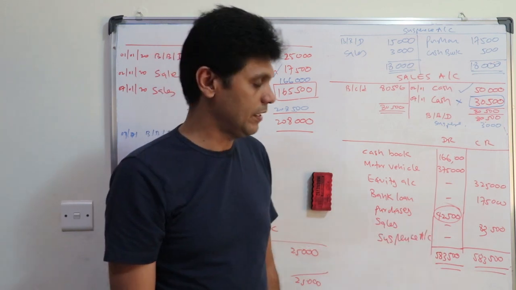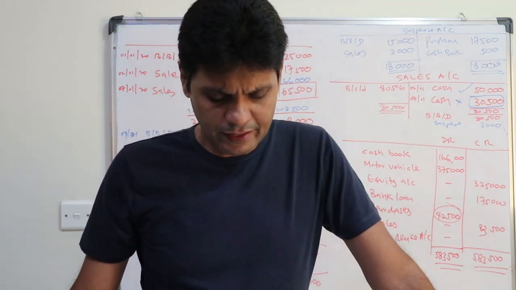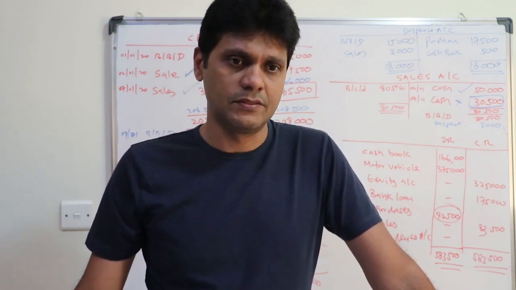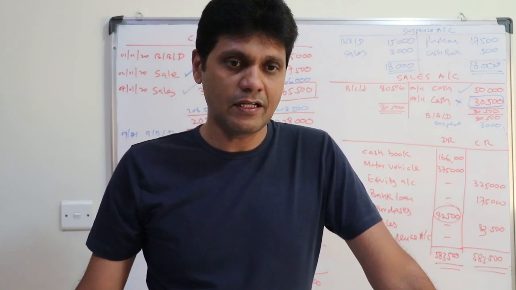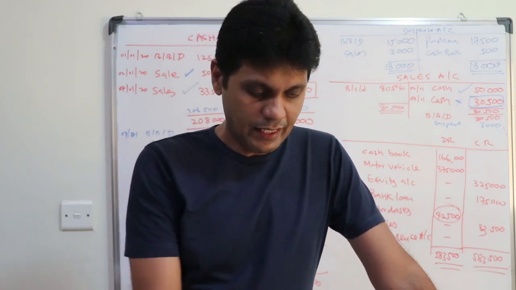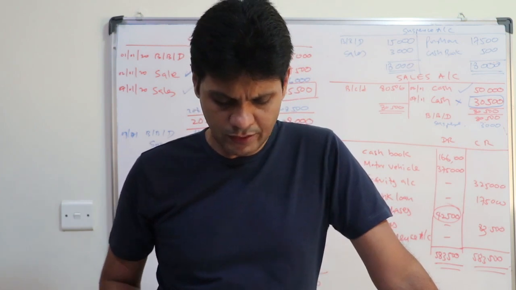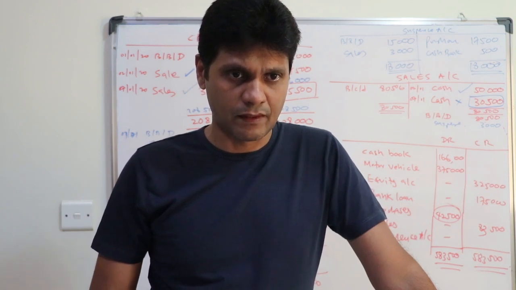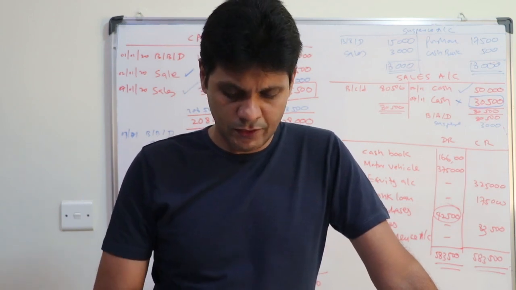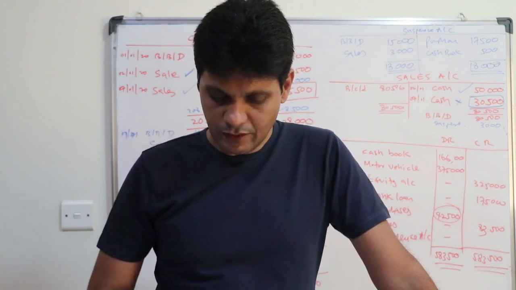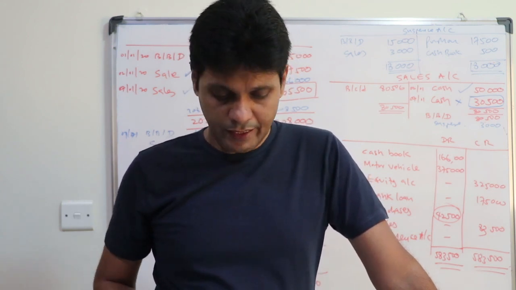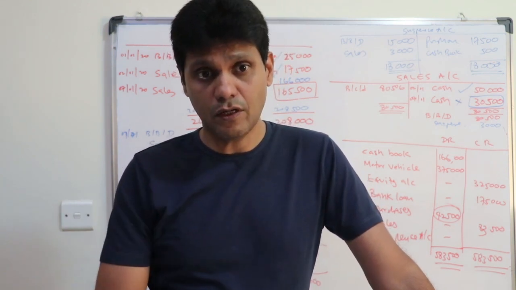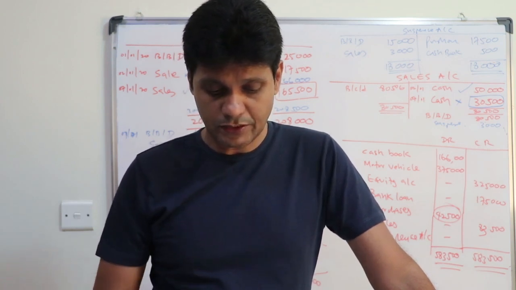So those are the errors that will affect the balancing of the trial balance. With that we can conclude this chapter. There is a question with regard to this, we will try to do it. With that we will wind up the class, and the next topic will be control account. I will start discussing control account in my next class.